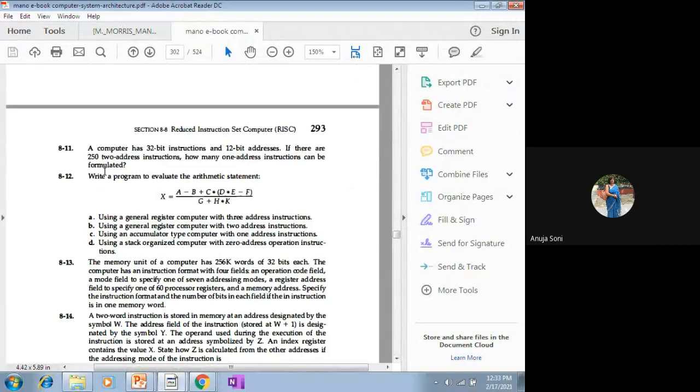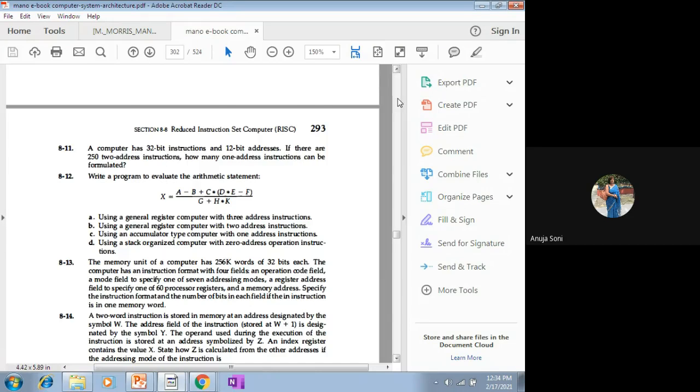Write a program to evaluate the arithmetic statement. Here some arithmetical operations are given, including addition, subtraction, multiplication, and division, with numerator and denominator also there. Use a general register computer with 3 address instructions, a general register computer with 2 address instructions, an accumulator type computer with 1 address instruction, and a stack organized computer with 0 address instructions. In a similar manner, the way I have told you, you have to write down the assembly language program to solve this given expression.